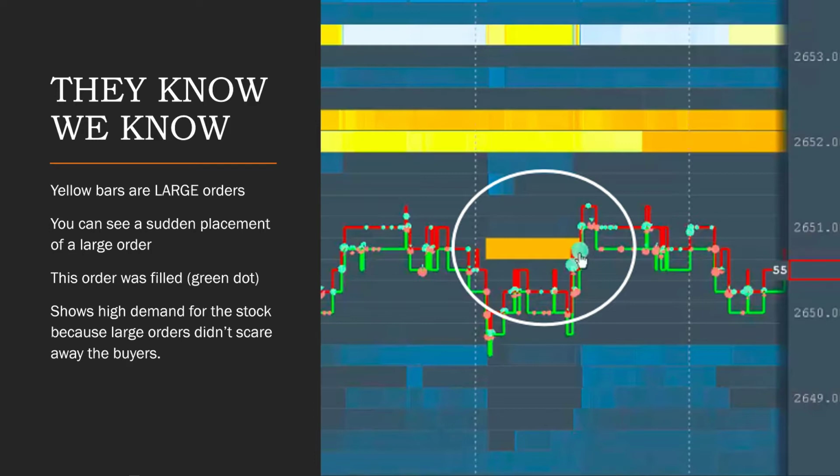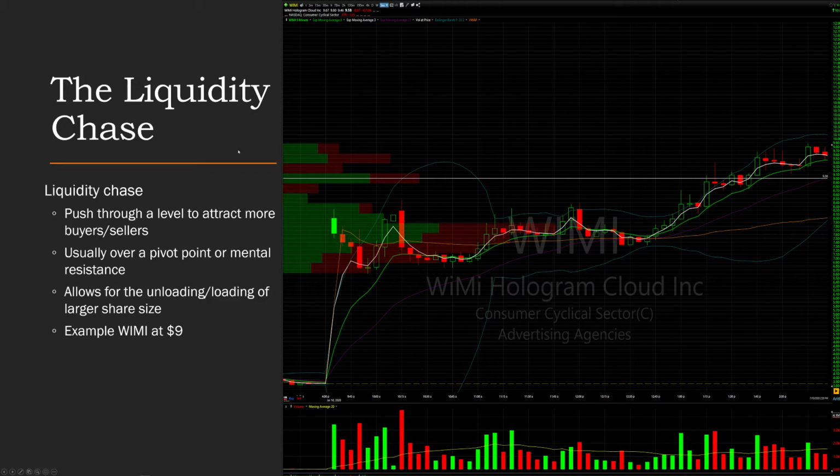If the market reacted negatively, you would see them pull the large orders above. But seeing the market chew through these orders is a great sign for bullishness. And something to keep in mind also is the liquidity chase. Oftentimes they want to push it up into these heavy areas to get more volume in and fresh buyers. All right. Now, I want to show you an example of the liquidity chase.